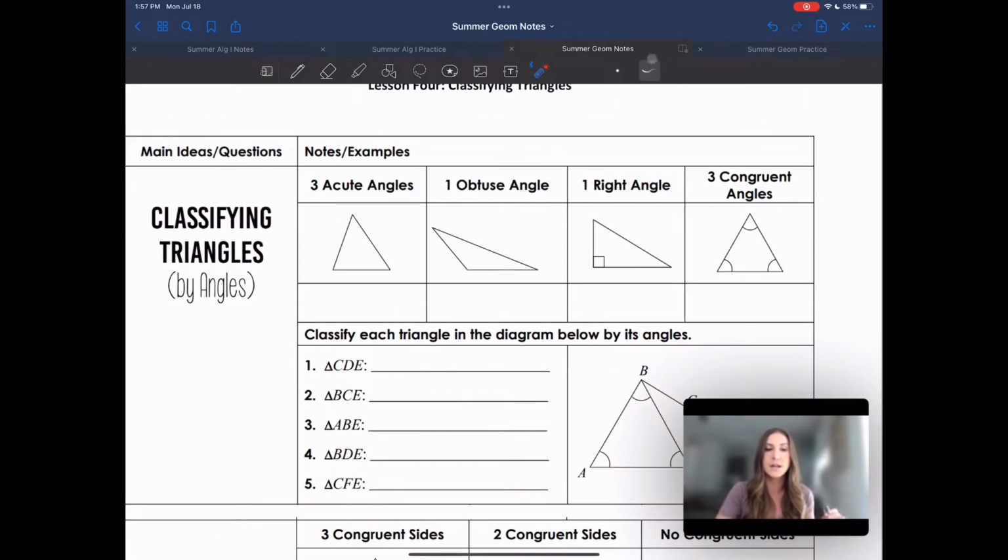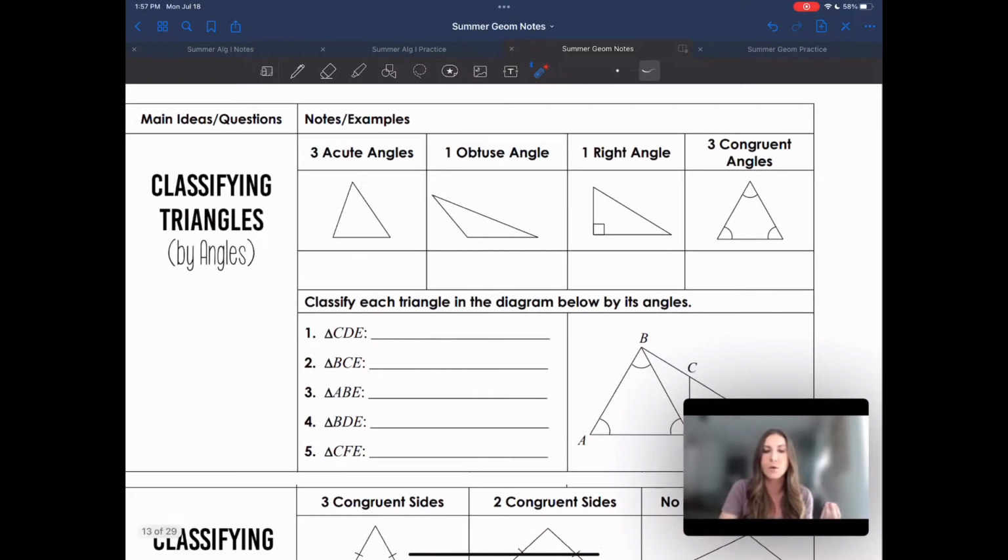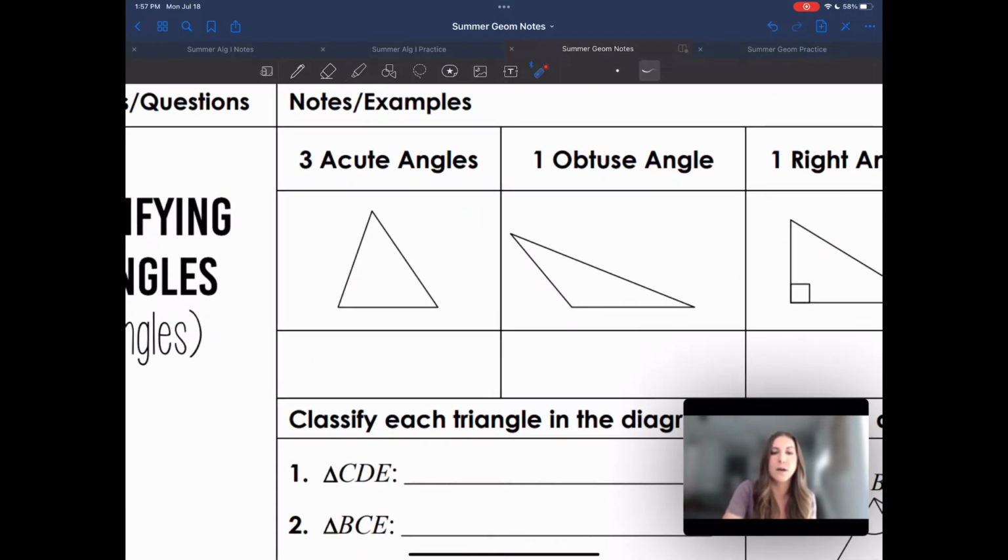Okay, let's first classify triangles based on their angles. So you might see some words here that you are familiar with, maybe like acute and obtuse, maybe right. We did talk a little bit about this in our last lesson. So if you have a triangle that has three acute angles, what we call that triangle, and it's not rocket science, if it has three acute angles, it's called an acute triangle. Let's write that, and then let's talk a little bit about what acute means.